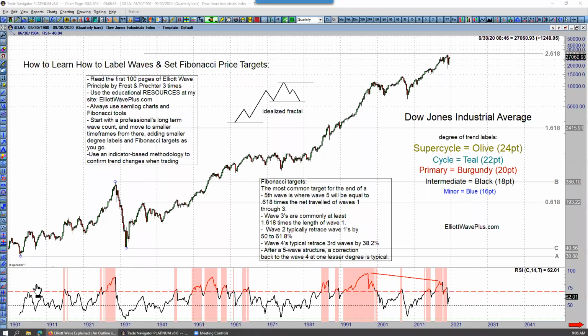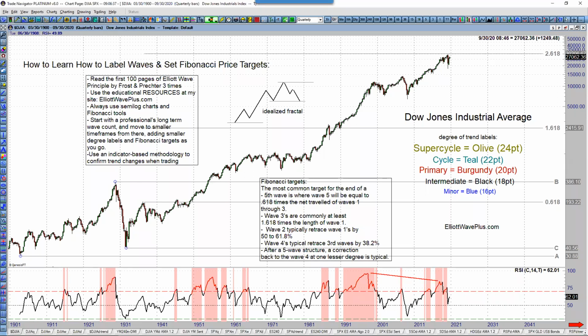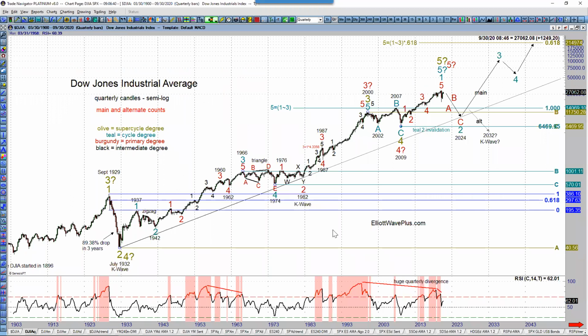So, my long-term count on the Dow Jones Industrial Average, and this is a quarterly chart, I show this every week in my weekly counts webinar. I start with this slide every week and then quickly move through. Since we only have data back to 1900, my main count is that we have wave 1 at the September 1929 high, wave 2 in 1932, that was about a 90% crash that happened in just a 3-year period.